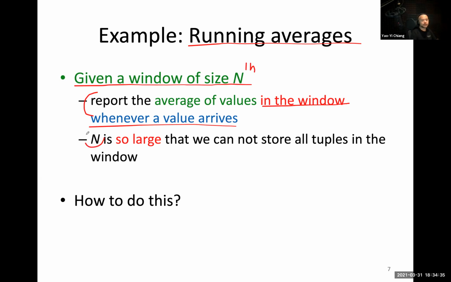And somehow n is too large, and we cannot store the entire window, this past hour's temperature, in memory. Let's say you have 1 million sensors all over the world. So how do you do this?